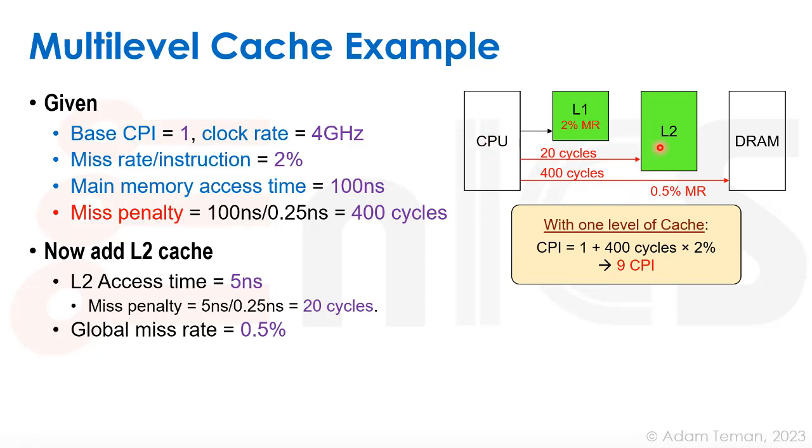So let's add an L2 cache. The L2 cache is going to take 5 nanoseconds to access, which is 20 cycles. So it's going to take 20 cycles to access the L2 cache, but it's a much bigger cache, and it's really optimized for miss rate.